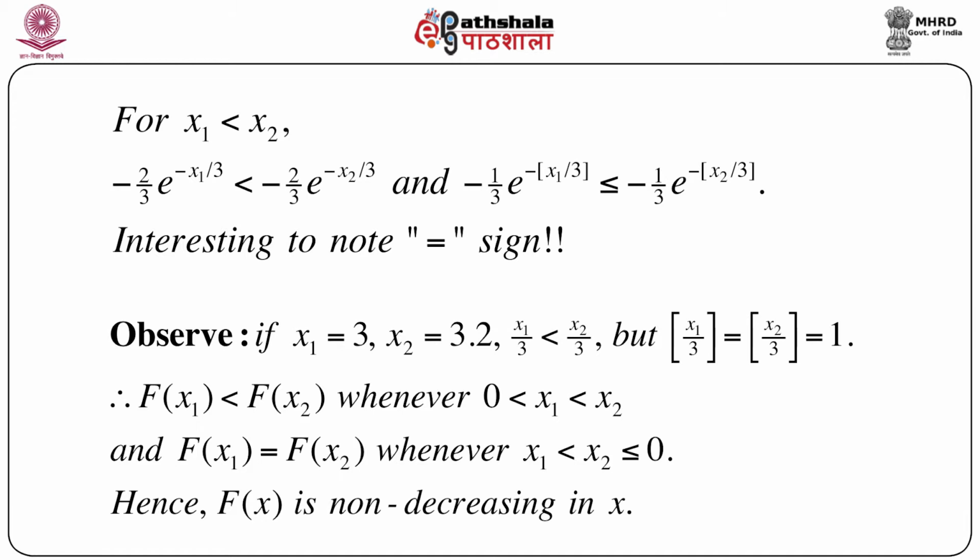whenever 0 is less than x1, less than x2. Now remember, we have taken these two numbers as positive, and hence there is a strict inequality. But if we take two numbers x1 and x2, both less than or equal to 0, and x1 is less than x2, then Fx1 equals Fx2, because in this case Fx is defined to be 0. So it is clear that whenever we take two numbers x1 less than x2, F is a non-decreasing function in x.